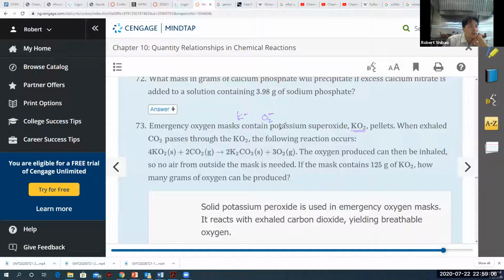Emergency oxygen masks contain potassium superoxide. When exhaled CO2 reacts with potassium superoxide, it makes potassium carbonate and oxygen. This is a redox reaction here. So the superoxide is an oxidizer.